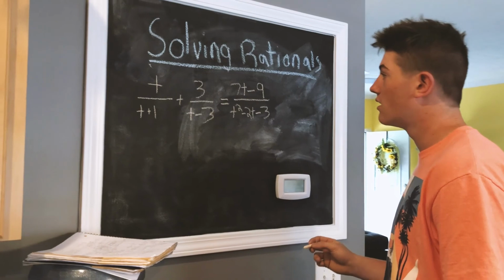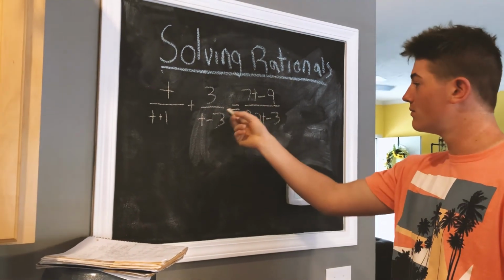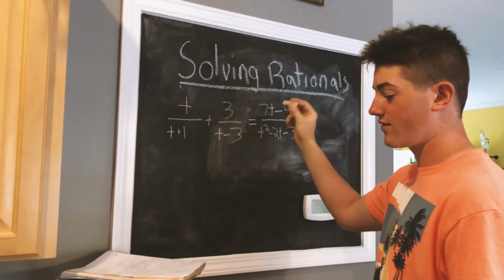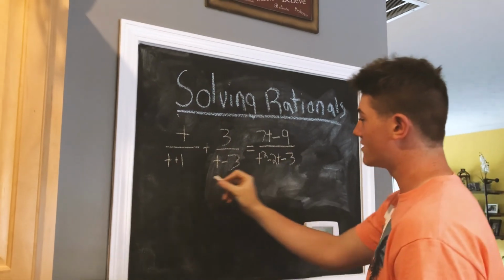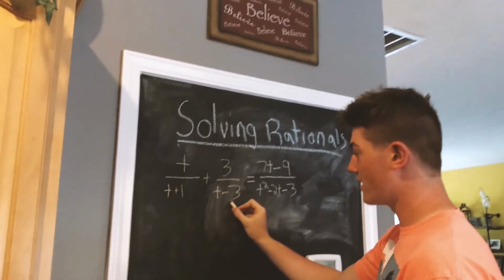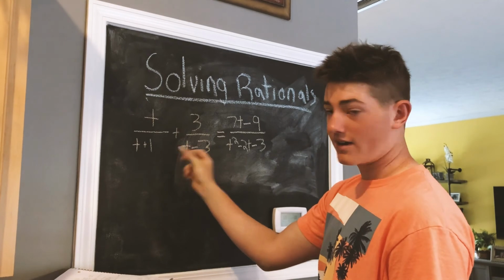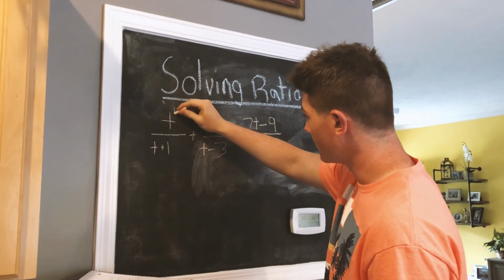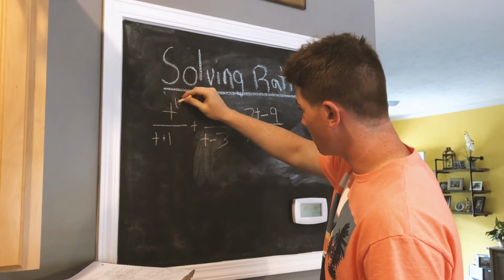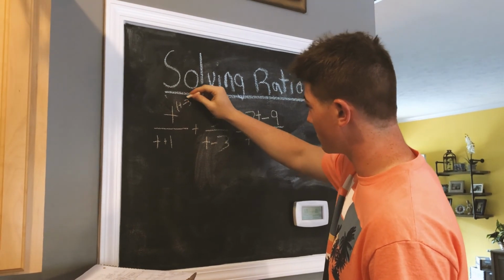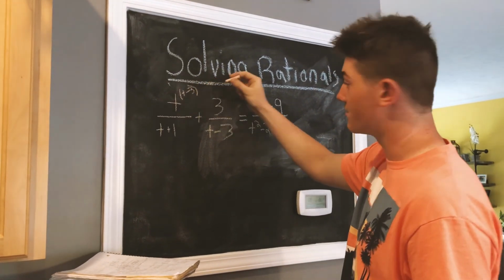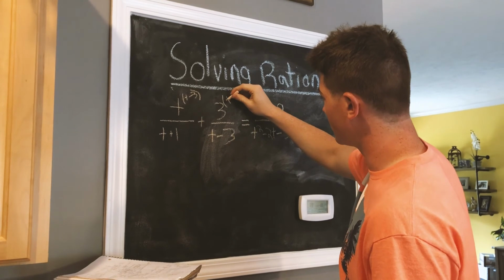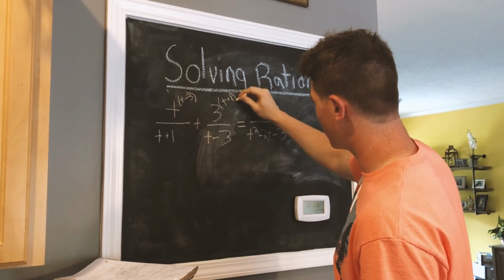Solving rational equations. Okay, here's the problem. So the first thing you want to do is find a common denominator. So right here we have t plus 1 and t minus 3. These aren't alike, so we gotta times the top numbers by each other. So t minus 3 times that by t minus 3, and then times this by t plus 1.